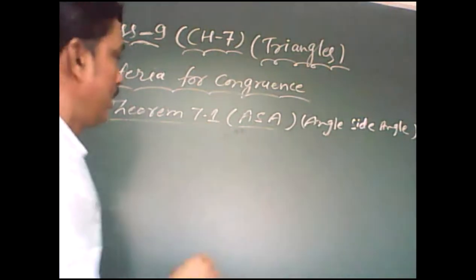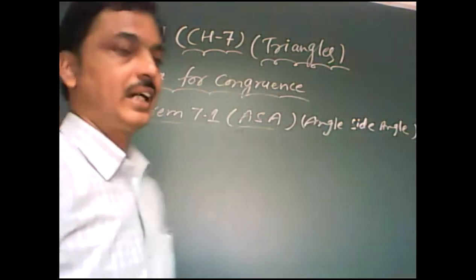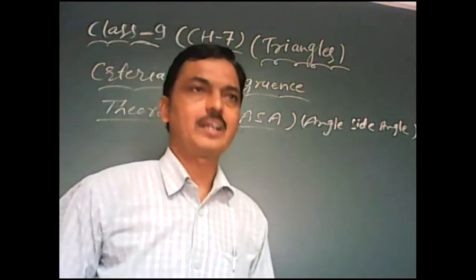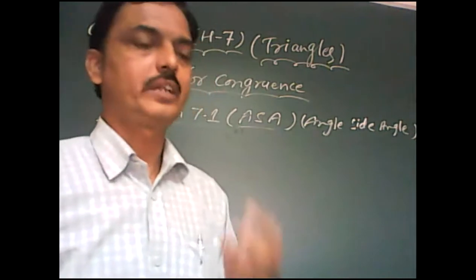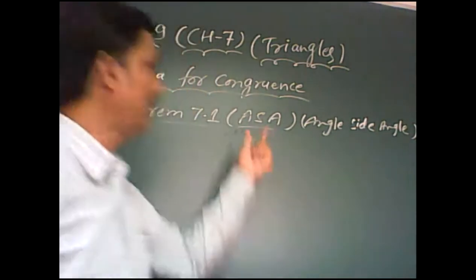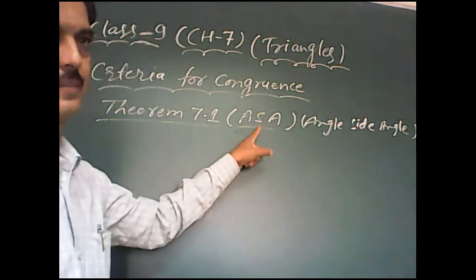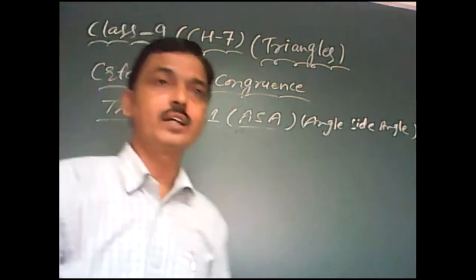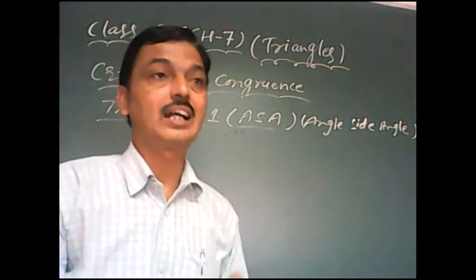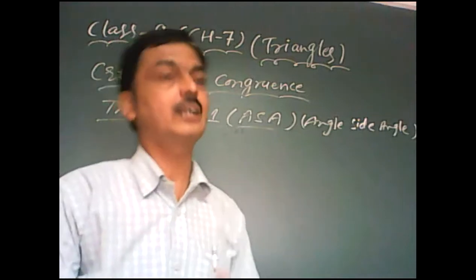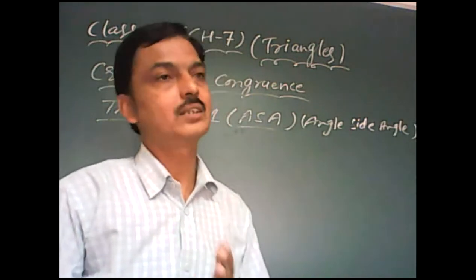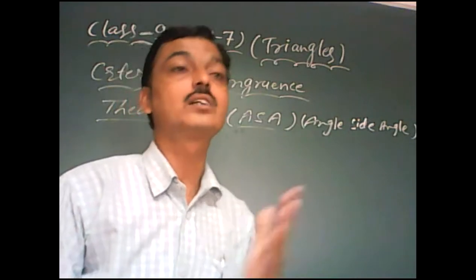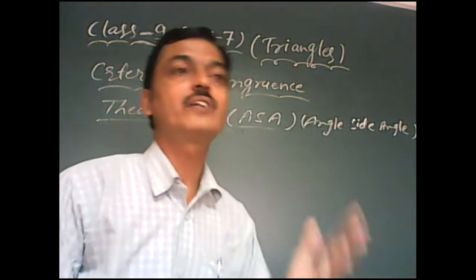Students, as you know, in every congruence criterion and every congruence rule, we have to prove three corresponding parts equal. Here we have two angles and one side. Two triangles are congruent if two angles and the included side of one triangle are equal to the two angles and the included side of the other triangle. That is the meaning of ASA.